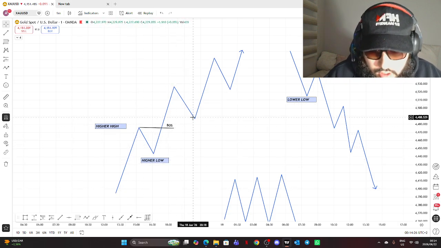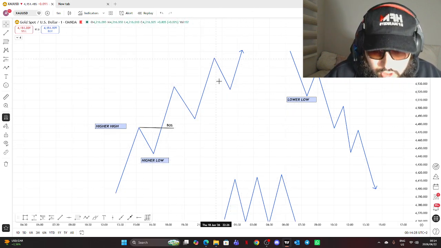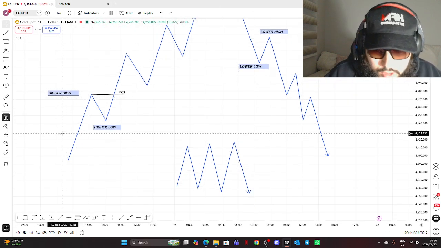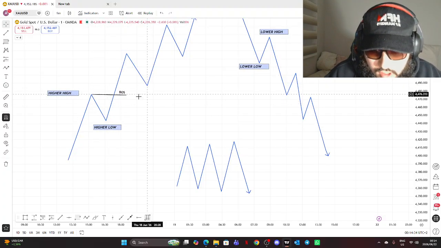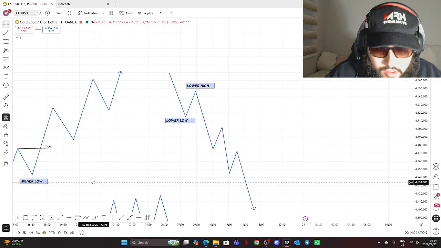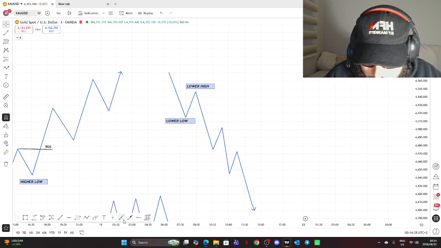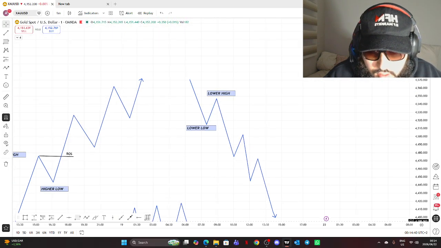Okay, so as soon as we start breaking and continue to push up higher, we are now pushing break of structure. We broke structure and we continue going up. Okay, again, let's look here again.